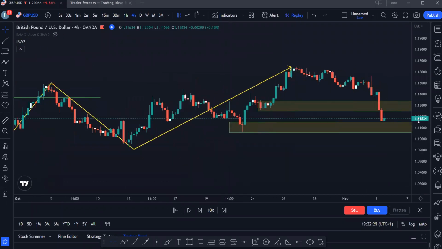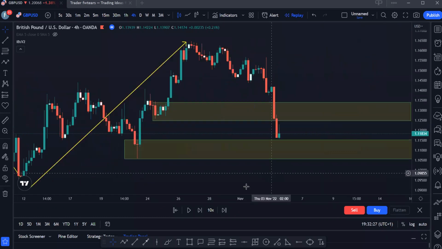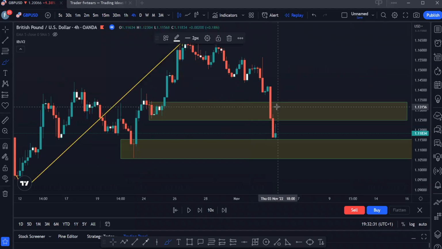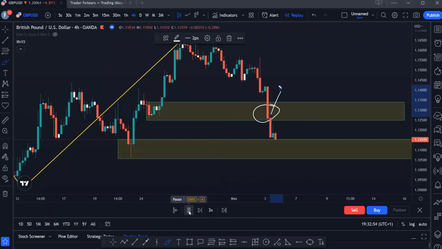You can see that when price got into this zone, into this first support, there wasn't any retracement. There wasn't any action to let us know that this support was valid for this entry. But when price got here, we can see activity here. So let's play this forward gently, and then I'll show you something.